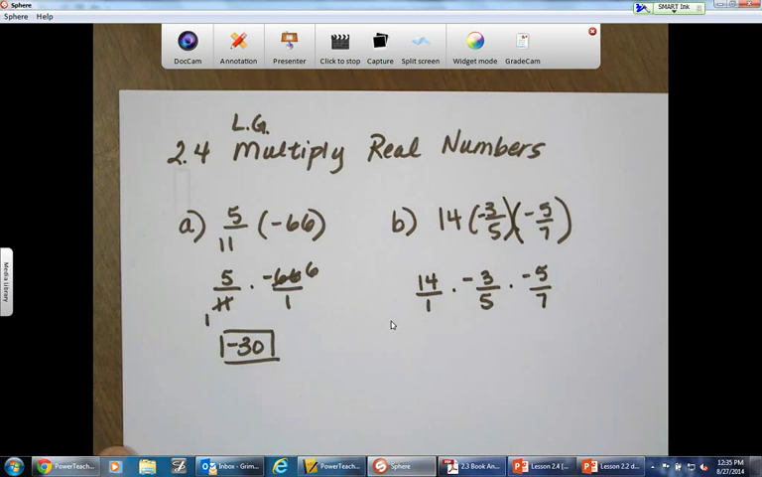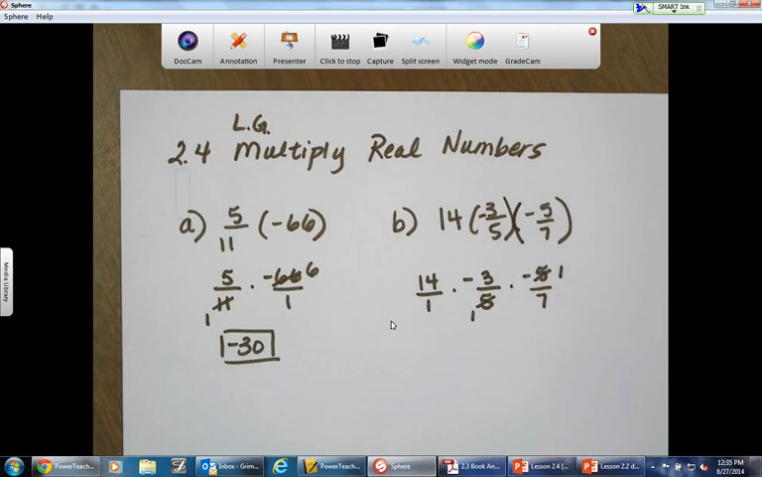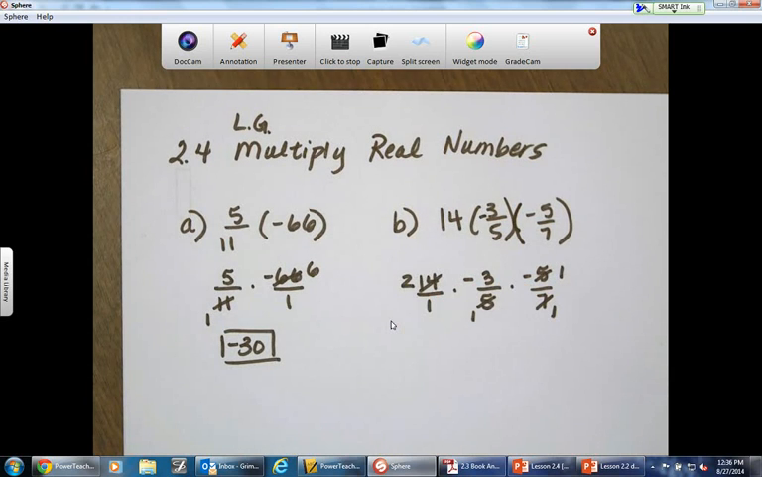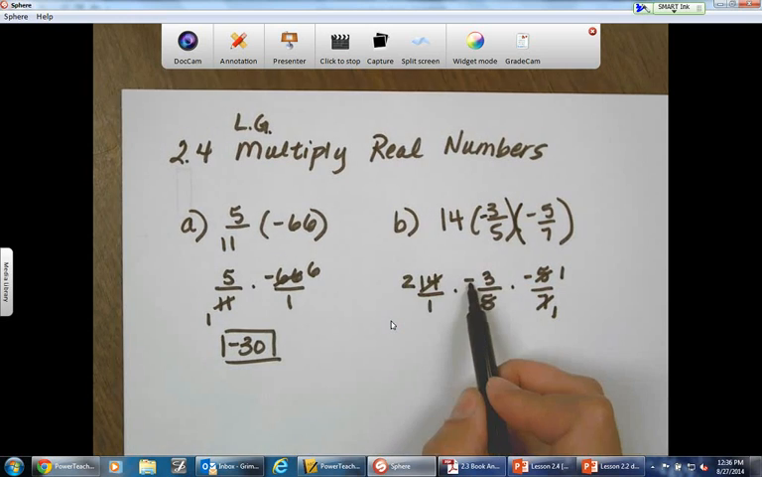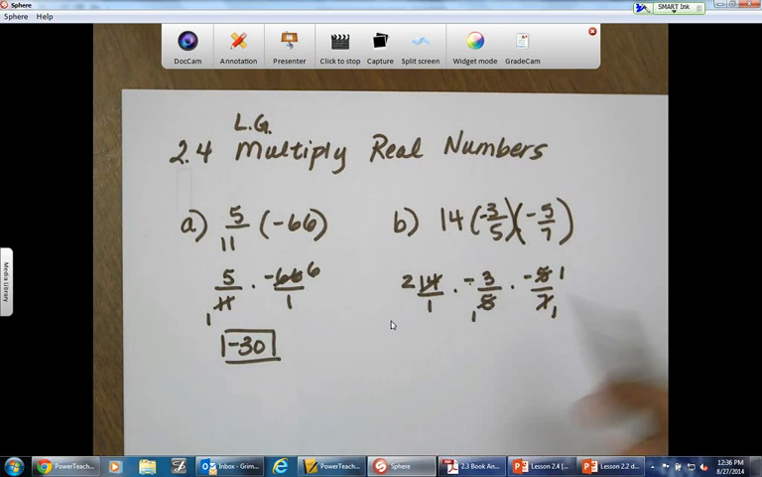And again, I'm going to look for things that I can cross-reduce beforehand so my number doesn't get so big. So obviously I have some 5 that can cross-cancel, because 5 will go into itself once, 5 will go into this 5 once. I also have a 7 and a 14. I can cancel those. So 7 will go into itself once, 7 goes into 14 twice. I had 2 negatives, so a negative times a negative will be a positive. I'm going to take 2 times 3, which is 6. And this is 1 times 1 times 1, so my final answer is 6.